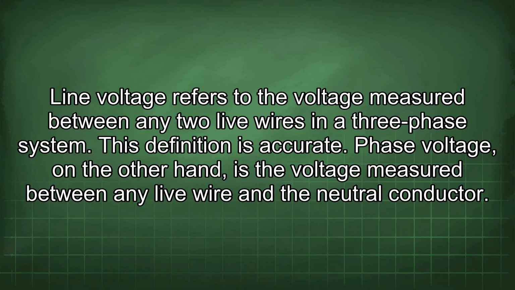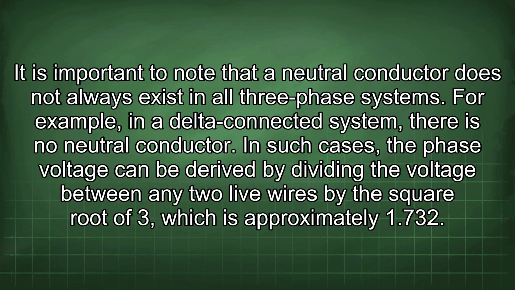Line voltage refers to the voltage measured between any two live wires in a three-phase system. This definition is accurate. Phase voltage, on the other hand, is the voltage measured between any live wire and the neutral conductor. It is important to note that a neutral conductor does not always exist in all three-phase systems. For example, in a delta-connected system, there is no neutral conductor.